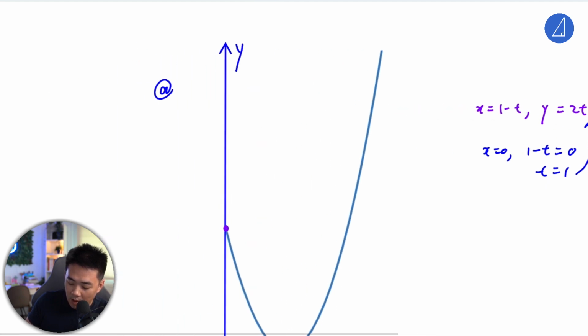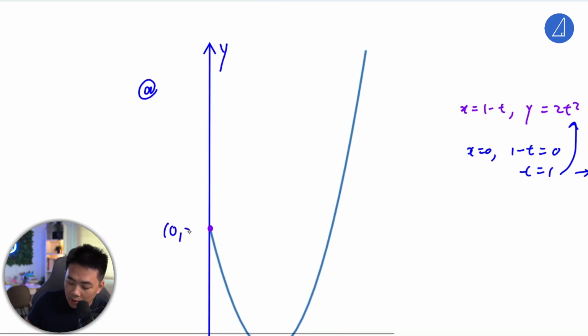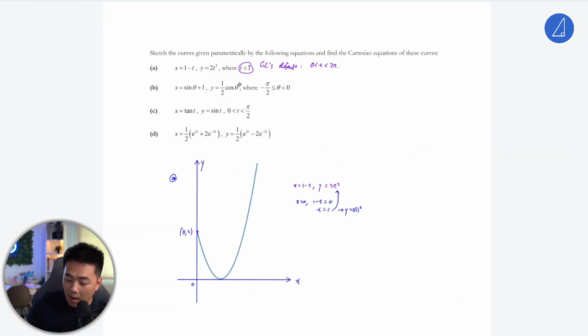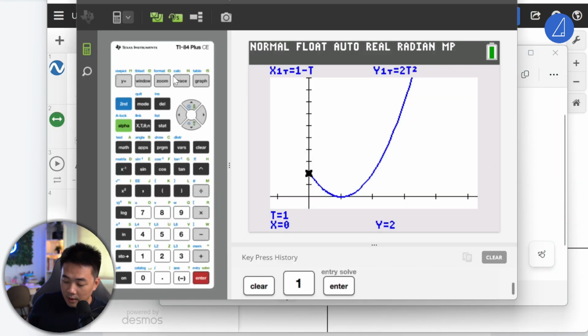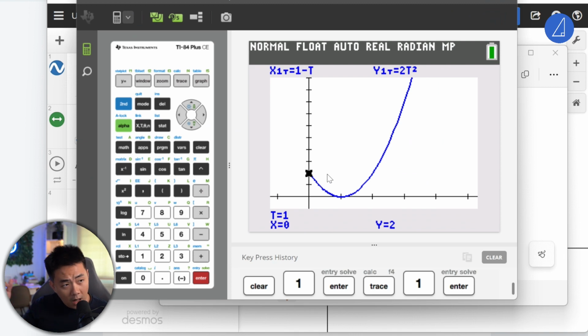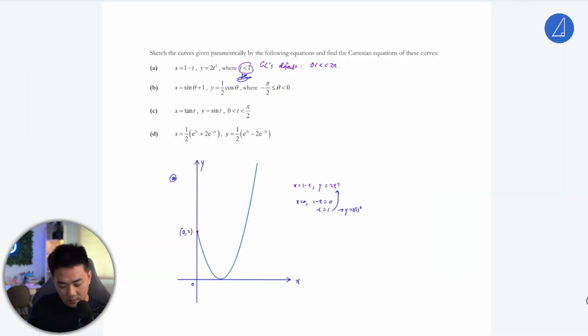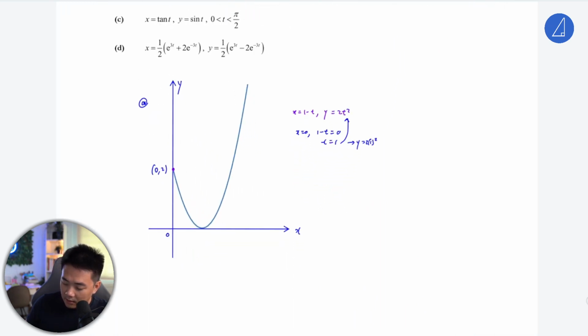That's the reason why it's always good to key into the calculator the maximum value of t there. If you press trace and press 1, you will usually get the upper bound or the lower bound. You can just make an intelligent guess.